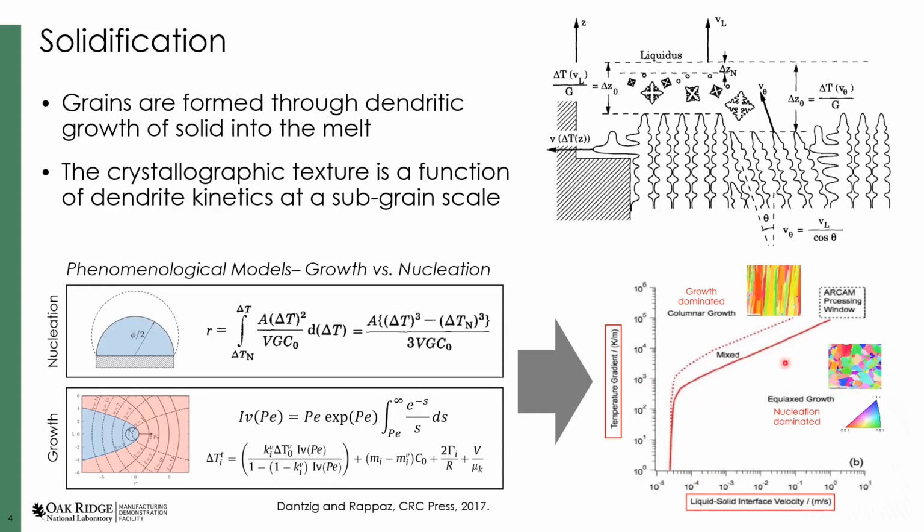So the key thing here is that what we need to know is the solidification interface velocity at the solid-liquid interface, as well as the temperature gradient. So this really suggests that what we need is a process model that relates our processing conditions to these types of conditions at the solidification front.